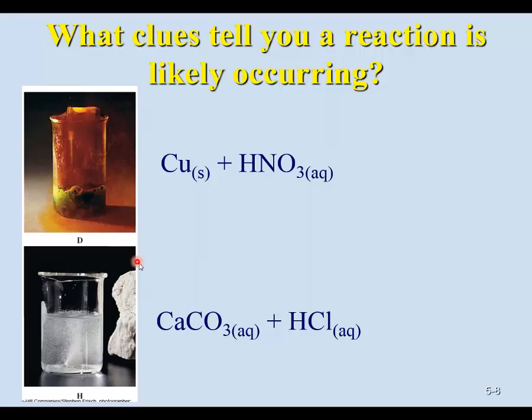Now, if we take calcium carbonate, calcium carbonate will react with hydrochloric acid, and there's an indication this is occurring because the calcium carbonate, as it reacts with the hydrochloric acid in solution, will produce gas bubbles of carbon dioxide gas that evolve. So that production of gas bubbles indicates that there's a chemical reaction occurring.